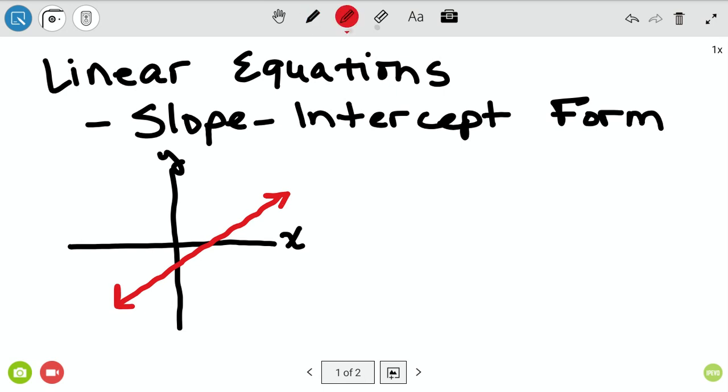there are a bunch of, let me see if I can get a different color. Can I get a different color going? No, it looks like I'm, there we go.